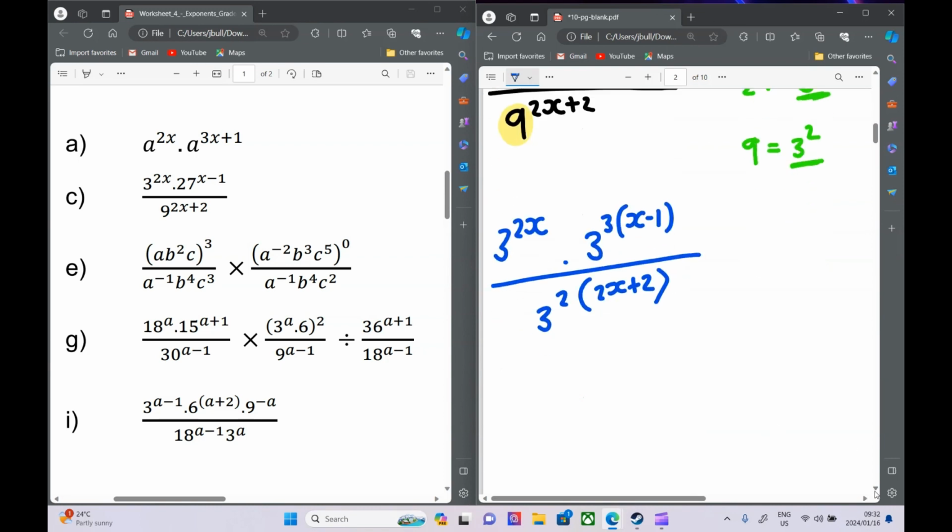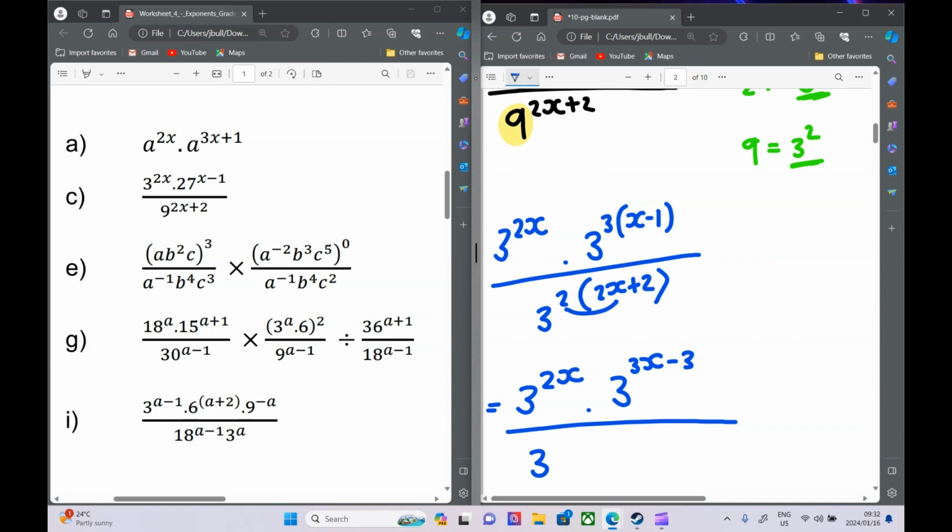What we can then do is multiply out those brackets at the top. So we're going to have 3 to the 2x times 3 to the 3x at the top, and 3 times minus 1 is minus 3. At the bottom, we're going to have 3 to the 2 times 2x, which is going to be 4x actually.